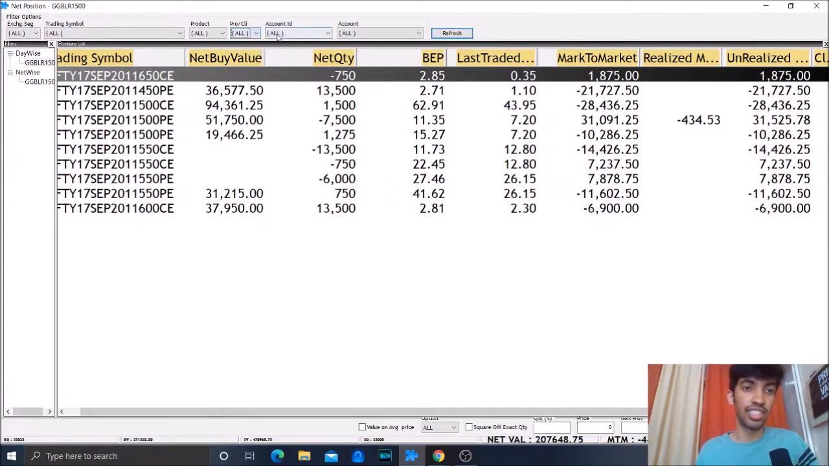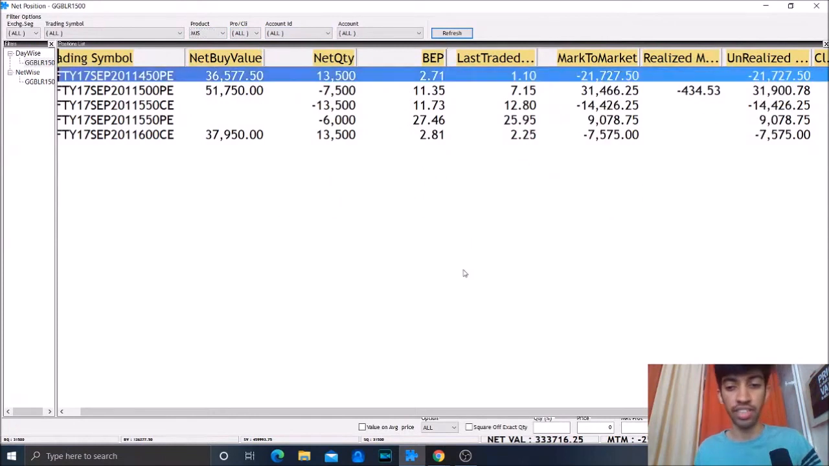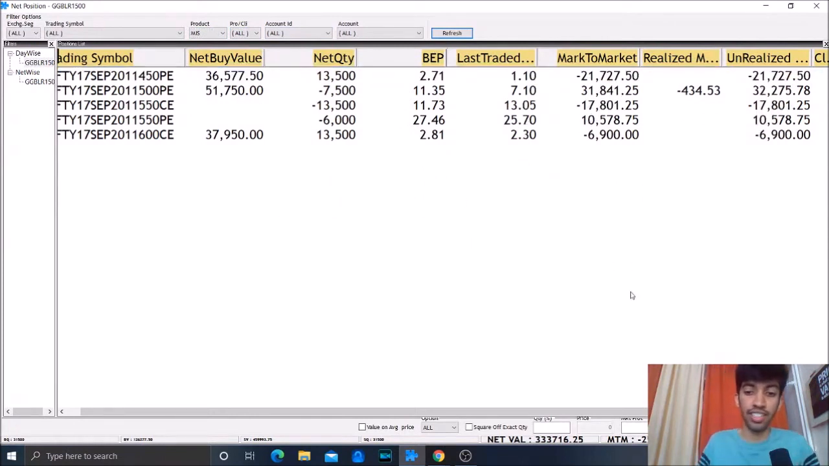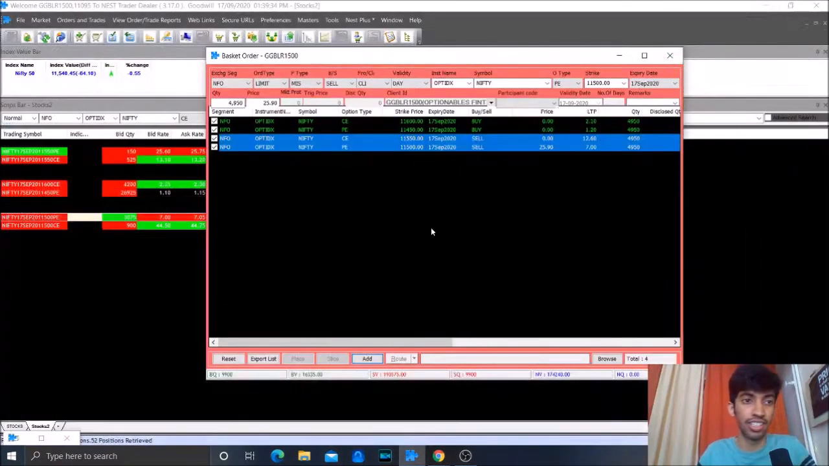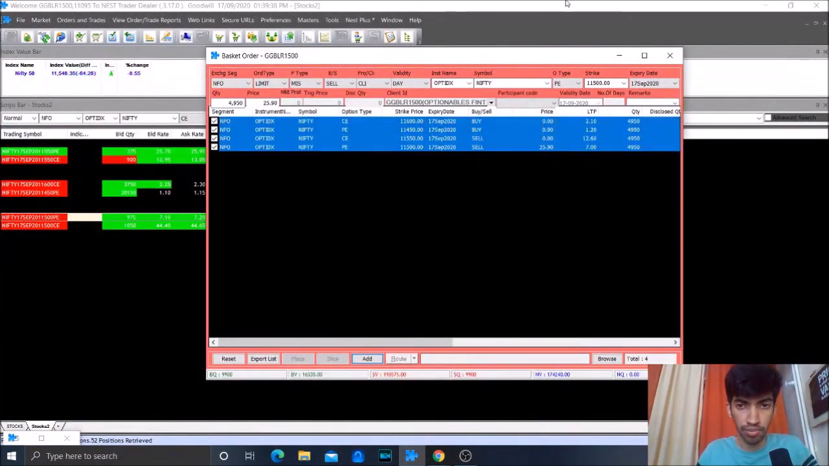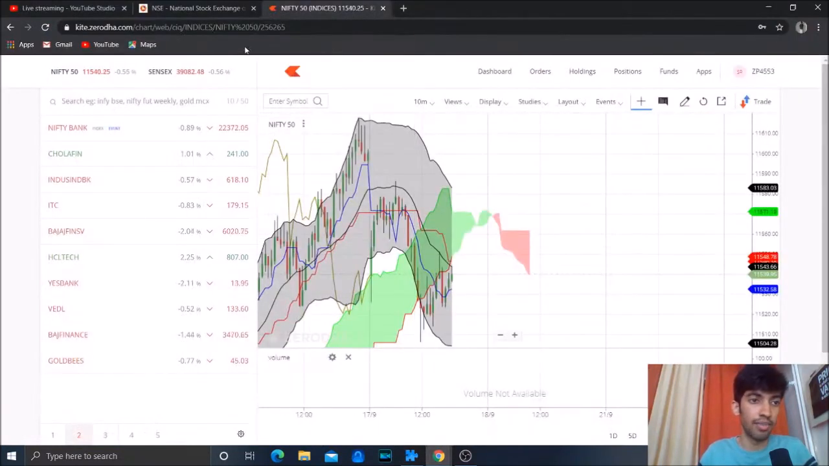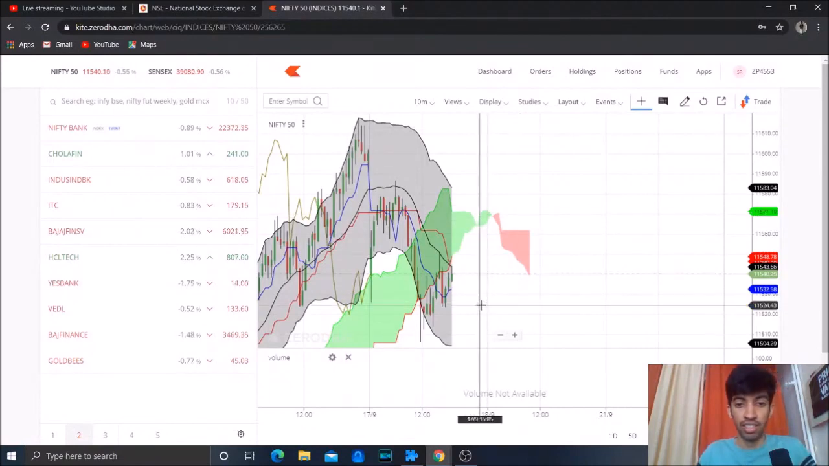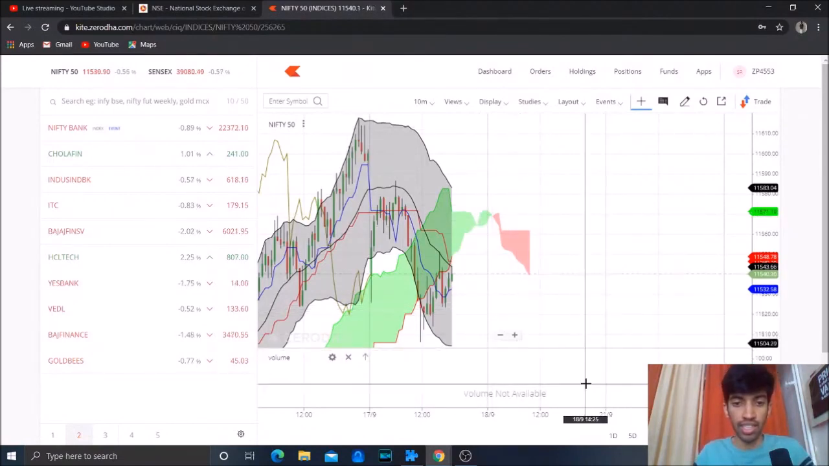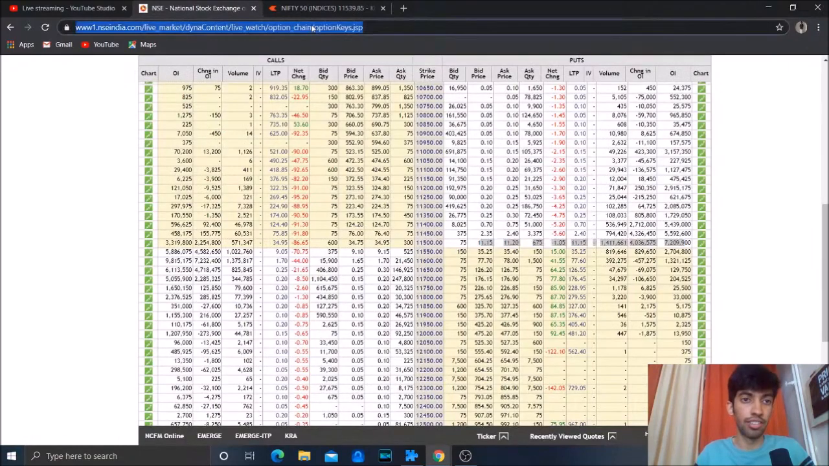Okay, these are the few positions which we carried previously. So we are with a total loss of 4,000 rupees. We'll just have to wait and watch and see how things go. So I will be adding this as well. I'll just have a look at the charts and OI before I do that. So yeah, I guess it's pretty good to go ahead with that.